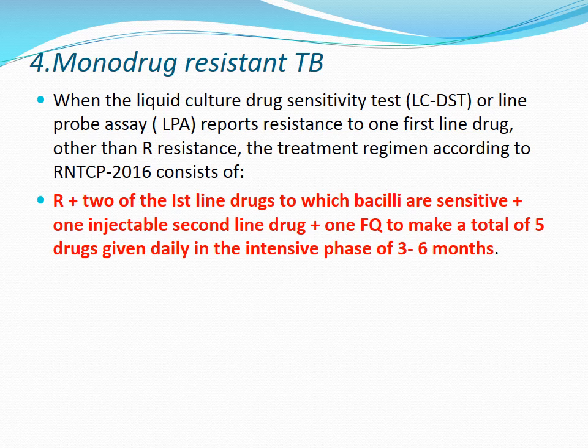After that, which drug do we have to give? One injectable second line drug, that is kanamycin, amikacin or capreomycin, any one of the three, and one fluoroquinolone, mostly levofloxacin, which is added to make a total of 5 drugs in the intensive phase, daily for 3 to 6 months, depending upon the severity and the sputum result. We can give a minimum of 3 months intensive phase or a maximum of 6 months intensive phase in mono drug resistant tuberculosis.